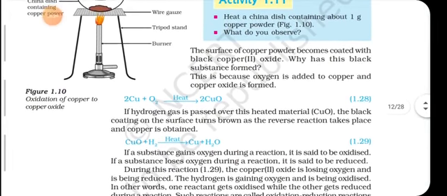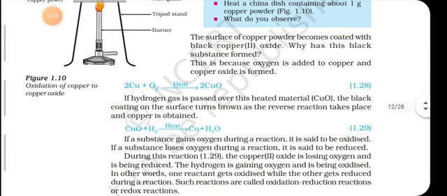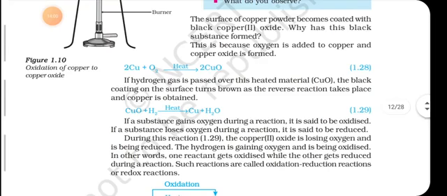They have written that the surface of the copper powder becomes coated with black copper oxide. What happens? You have heard about the words rusting and corrosion; if you have not, we will learn about it in depth soon. Whenever any metal reacts with moisture, water, or oxygen present in the atmosphere, it changes its identity.